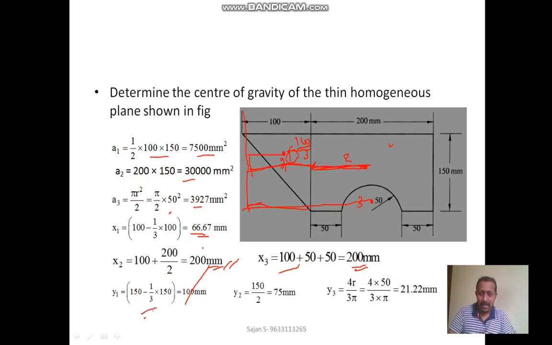The y distance we will measure from the x-axis, right? So y1 is the distance from the x-axis to the centroid of the first part. Clear? We already know the centroid is at one-third of the vertical distance from the horizontal part. The horizontal line is this, and its perpendicular distance was 150. So 150 by 3. Clear? This distance is 150 by 3, but we need the other distance. So 150 minus 150 by 3, that is 100. That is y1. And the next is y2.